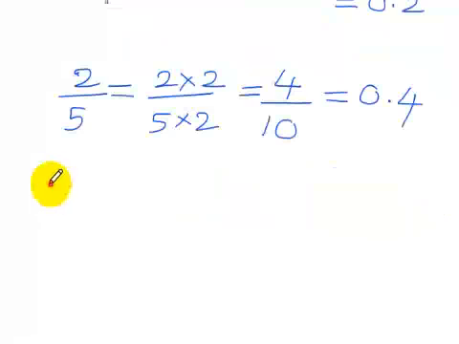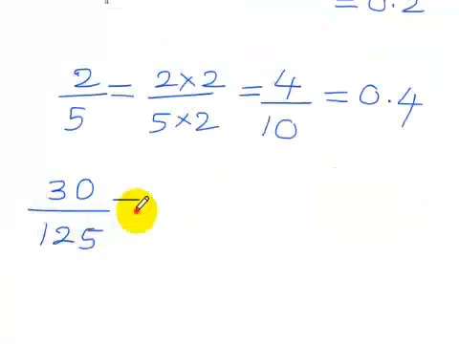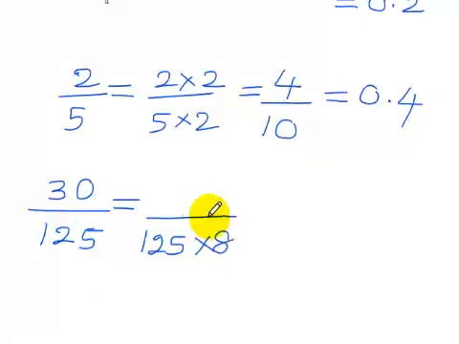Okay, we'll do another example. 30 over 125. Can we convert this into 10? No, you can't. You can't convert this into 100 by any whole number. Then we'll try for 1000. Can we convert this into 1000? Yes, we can. How? We should multiply by 8. If I multiply the denominator by 8, I should multiply the numerator also by 8.